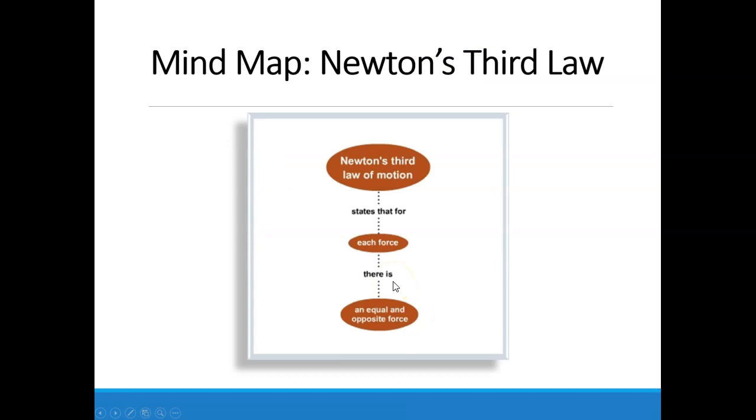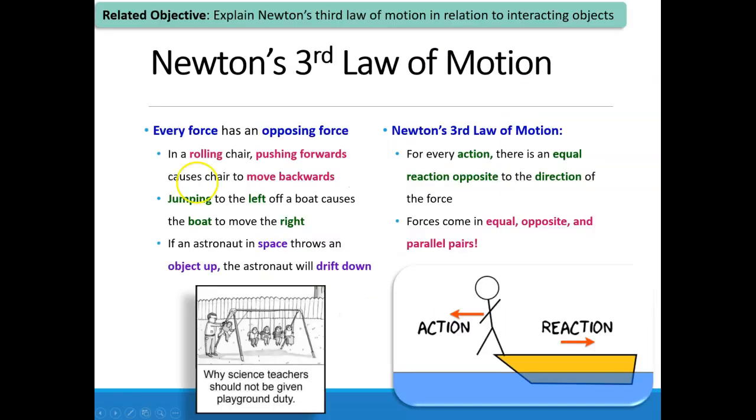So Newton's third law of motion states that for each force there is an equal and opposite force. So every force does have an opposing force. It's probably something that you've heard in everyday life, but in physics this is something that we can definitely experience in everyday life. So in a rolling chair, if you push forwards on your desk, you'll notice that it causes your chair to actually move backwards. So that's showing that there's an opposite force that's actually pushing you the opposite direction.